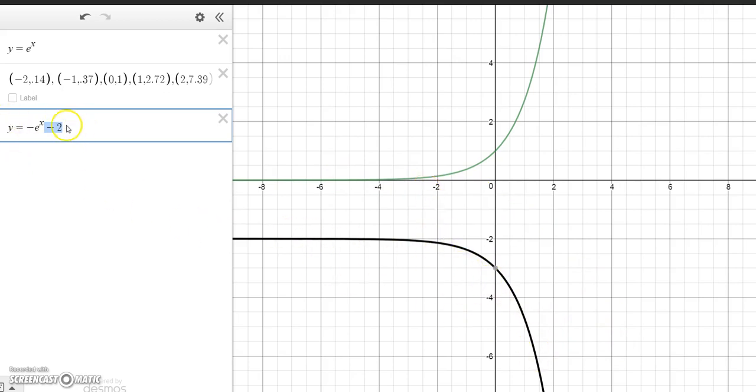So again, that's not the one on the paper, but I just wanted to show it to you because the technology here gave me that one by mistake.